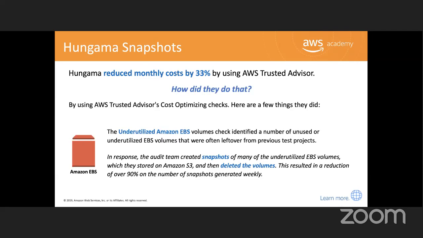In response, the audit team created snapshots of many of the underlying EBS volumes, which they store on Amazon S3, and then deleted the volumes, right? But don't delete them before taking a snapshot, right? A snapshot is a backup of your information. It's like a picture, like an image in time of that particular EBS volume, right? So this resulted in a reduction of over 90% on the number of snapshots generated weekly, okay?